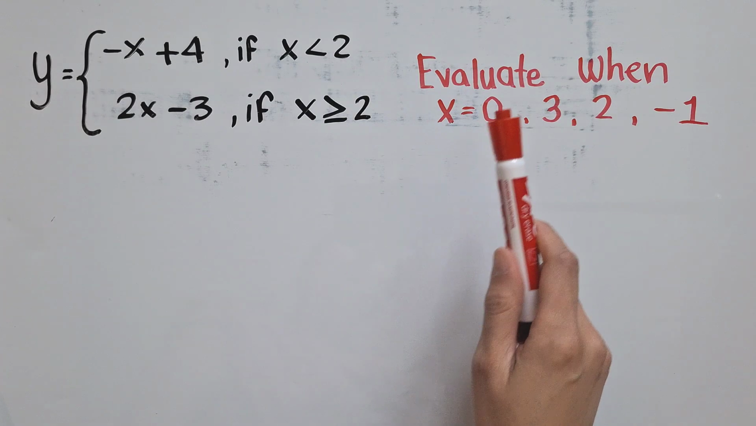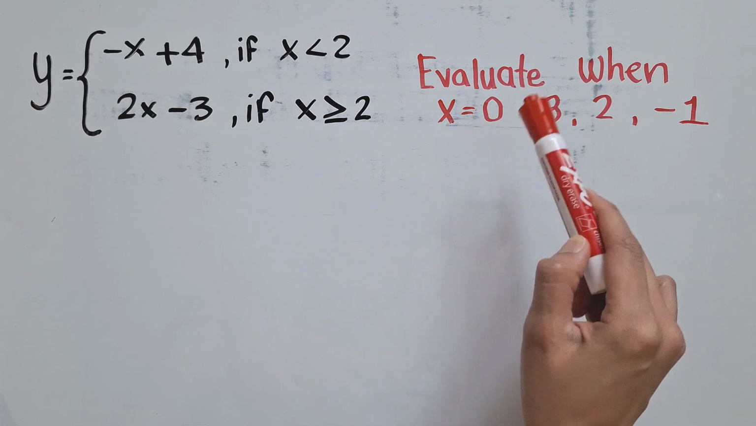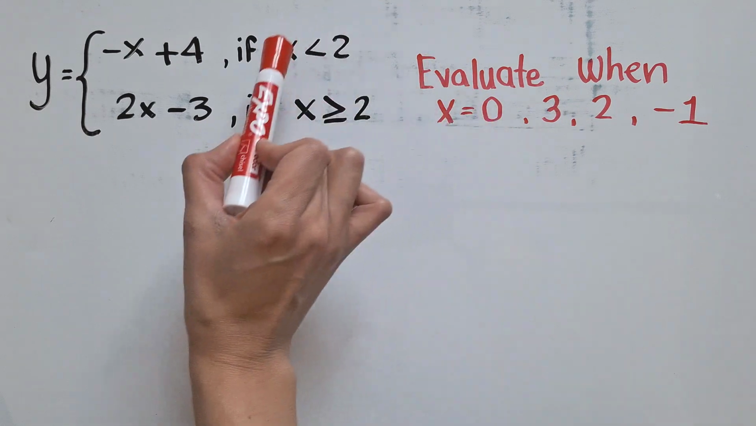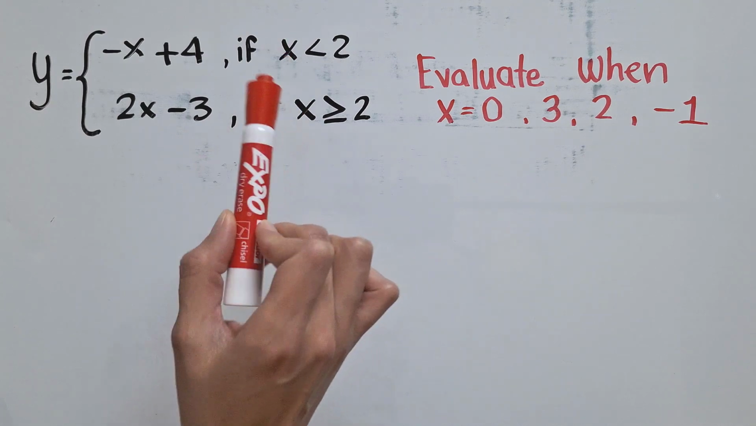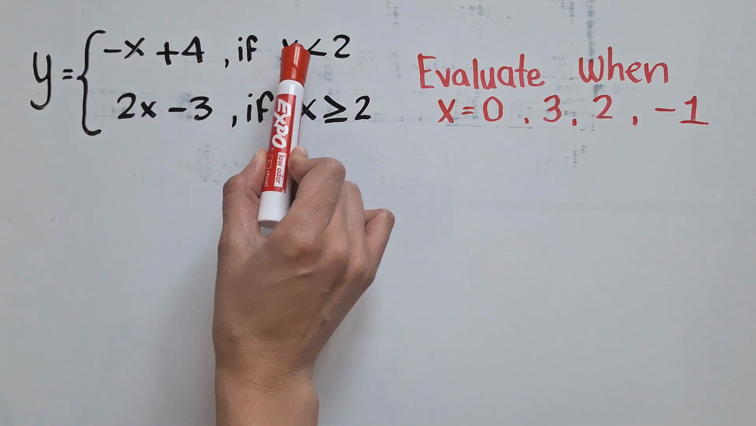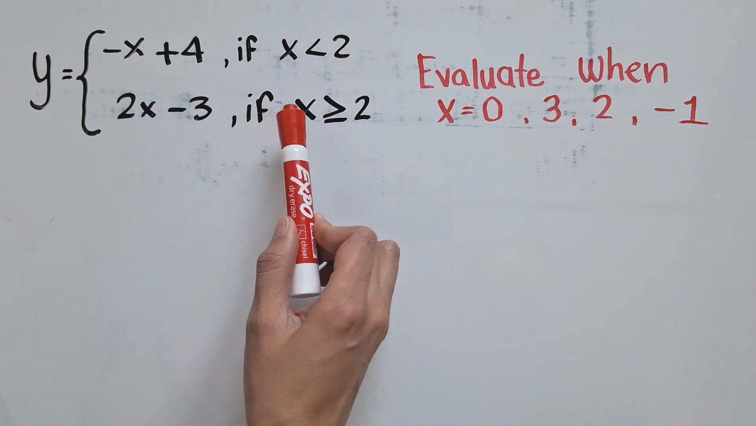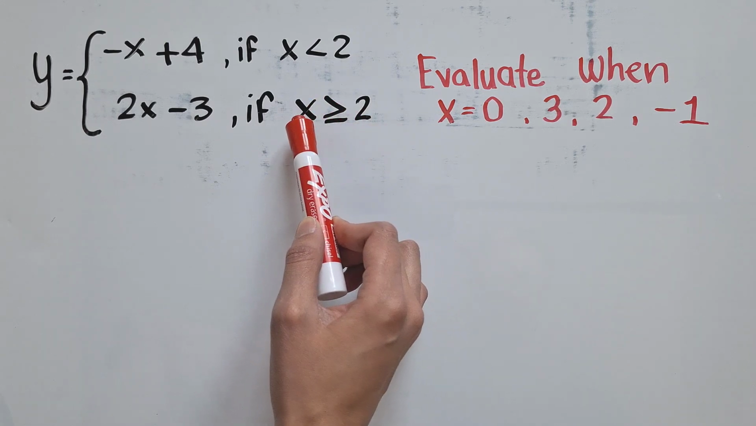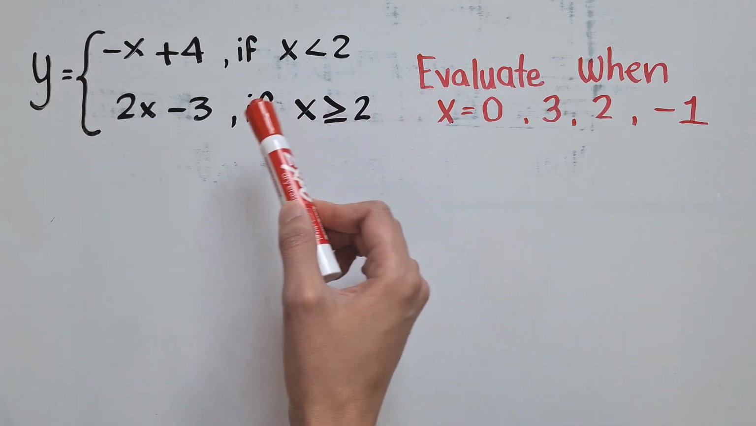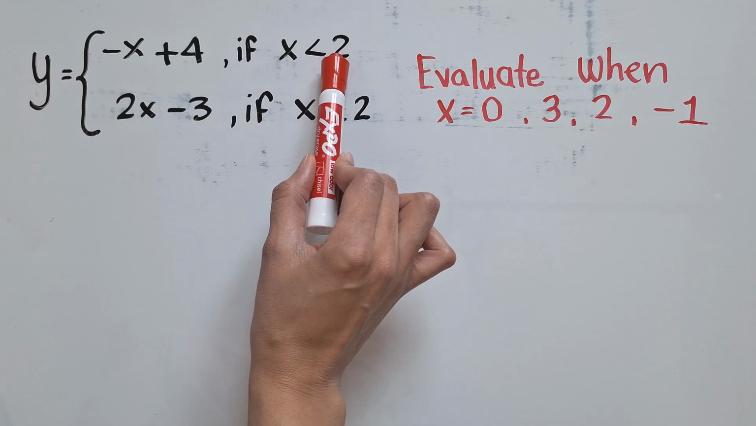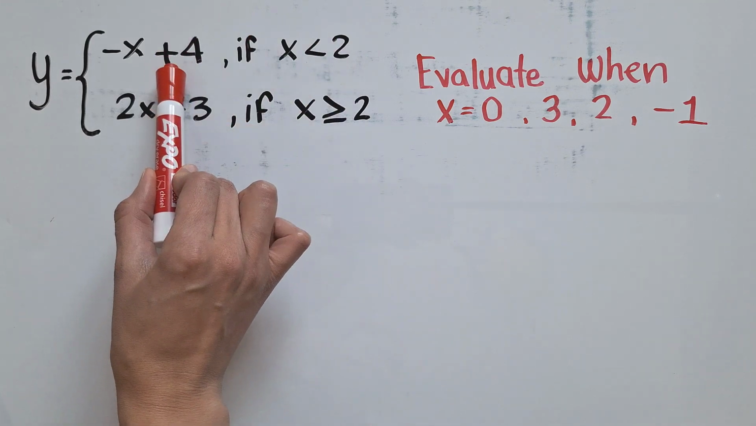Let's go to the first example. The instruction here is evaluate when x equals 0, 3, 2, and -1. So now we have to look at these characteristics. Which one has a 0 in it? This one says x is less than 2, and this one is x is greater than or equal to 2. So all the numbers bigger than 2, or 2. In this case, a 0 will fall in this category. Therefore, we have to use this equation.